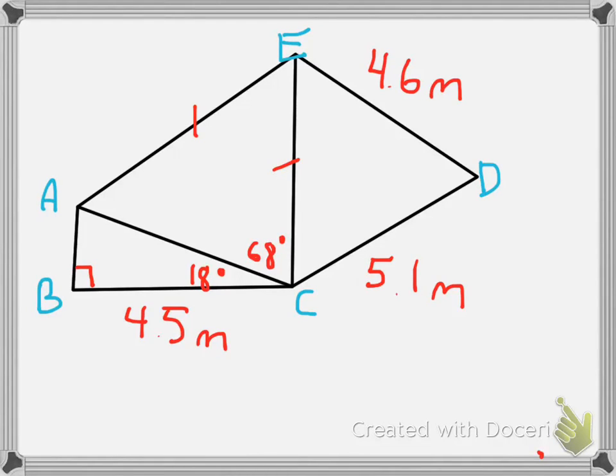Hey, it's Chad. This time we'll be doing number 13, and the question is, find the measure of angle CED to the nearest degree. So we're looking for this angle right here.